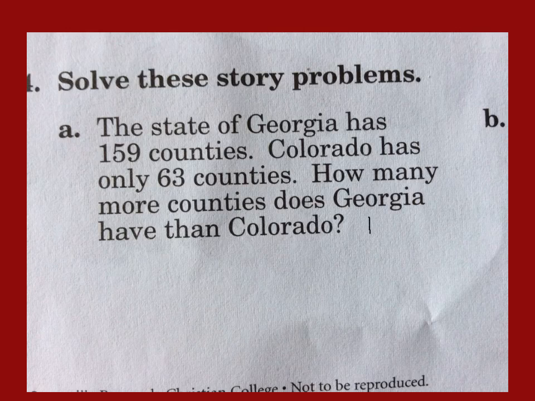We have 159 minus 63. 9 minus 3 gives us 6. 5 minus 6 we can't do, so we borrow from the 1, that makes it 15. 15 minus 6 gives us 9. And our answer is 96 counties.